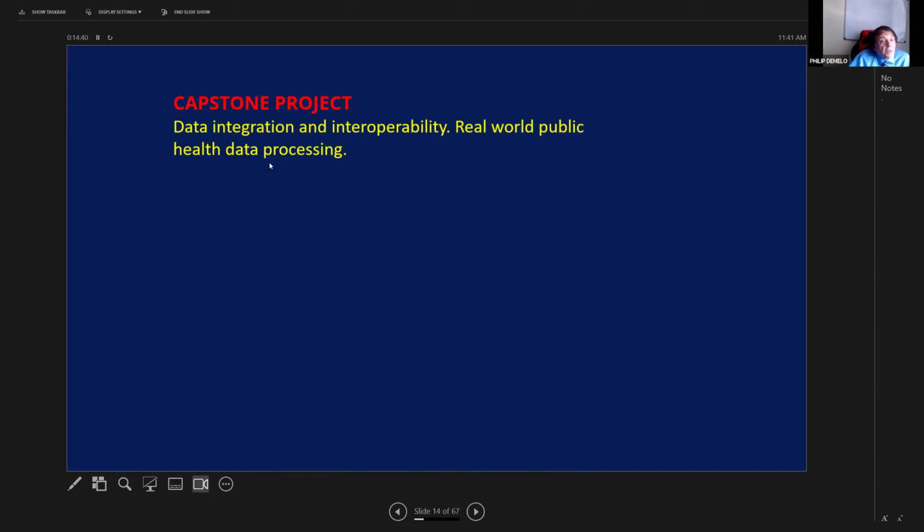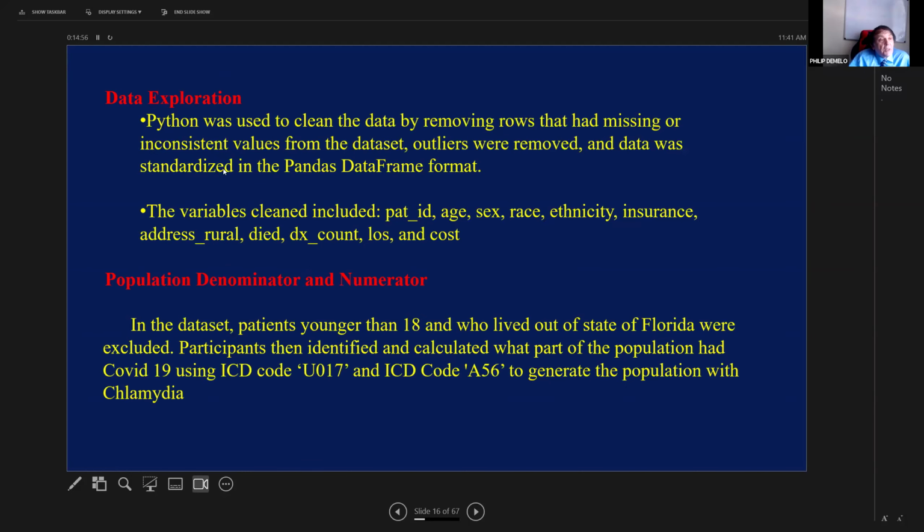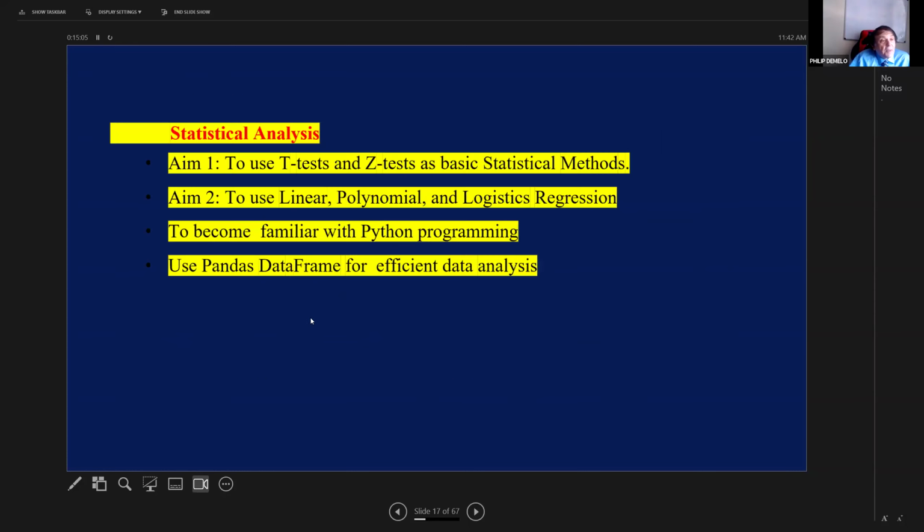In the capstone project, we focused on data integration and interoperability using real-world public health data processing. That is, we used HCAP as a data source. They had over 1 million records with many features, and we taught them how to do data exploration and population denominator and numerator identification. In terms of statistical analysis, they use t-test or z-test, depending, and basic statistical models. Plus, they also use linear, polynomial and logistic regression as elements of machine learning.